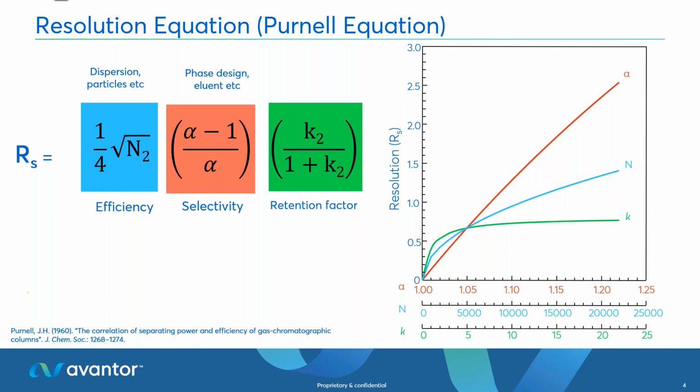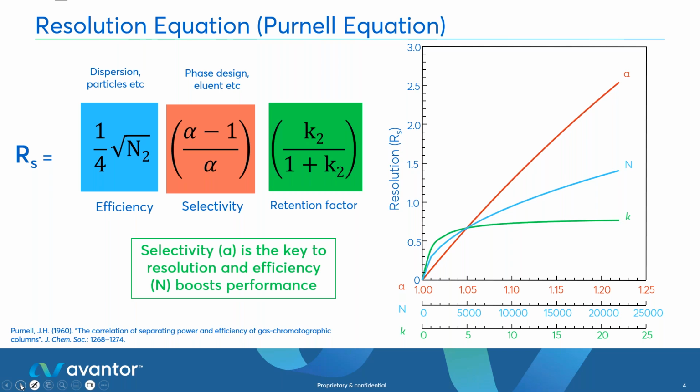So the most powerful tool, and what we're really focusing in on today, is the alpha value, this red curve, and that is the measure of selectivity. And you can see from the x-axis that you only need a very small change in selectivity to achieve a very large change in resolution. So selectivity is key, and then you can improve or boost the performance by looking at the efficiency.